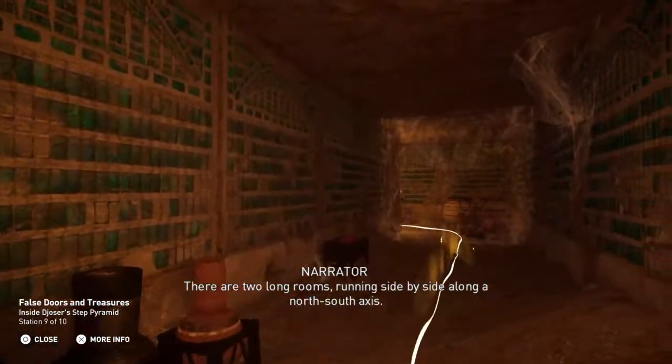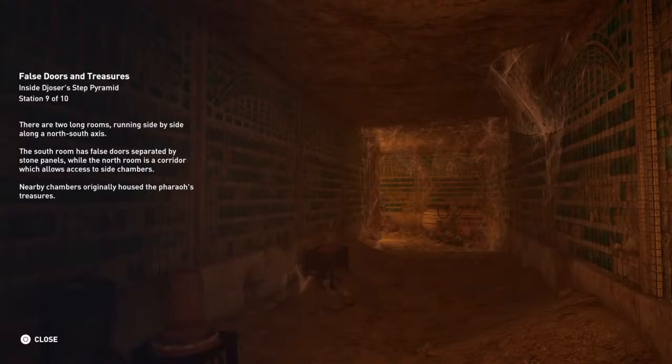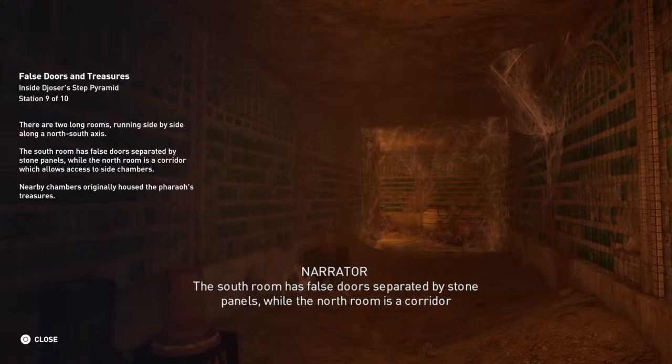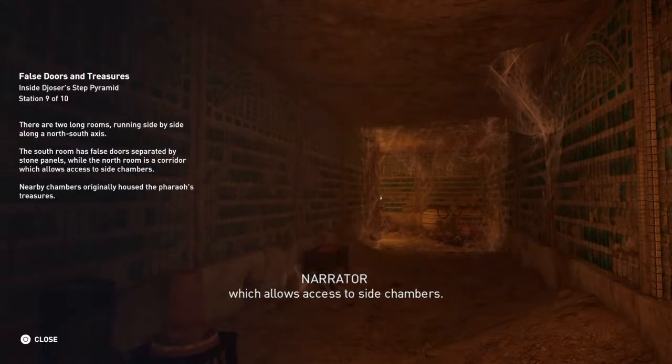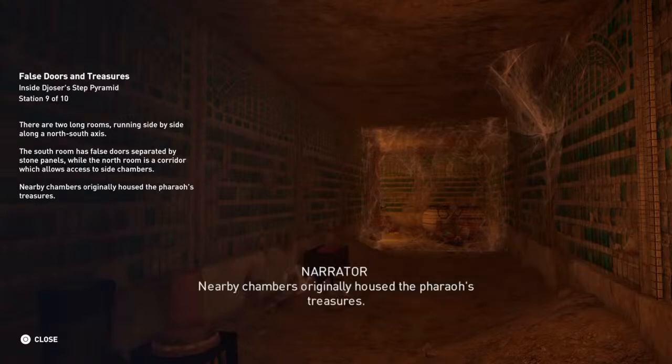There are 2 long rooms running side by side along a north-south axis. The south room has false doors separated by stone panels, while the north room is a corridor which allows access to side chambers. Nearby chambers originally housed the pharaoh's treasures.